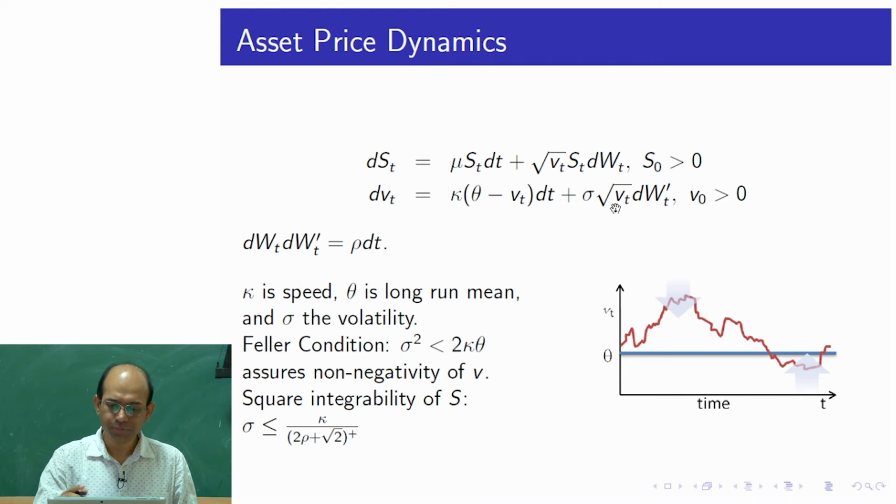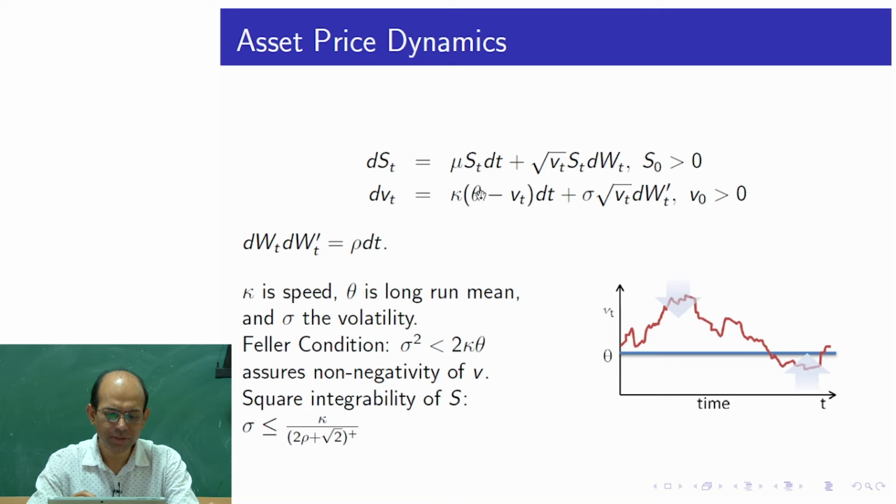Now let us see what it does. All these terms have some particular meaning. Kappa is called the speed parameter, theta is called the long run mean, and this sigma is called the volatility of volatility. Now we try to understand how V_t moves.